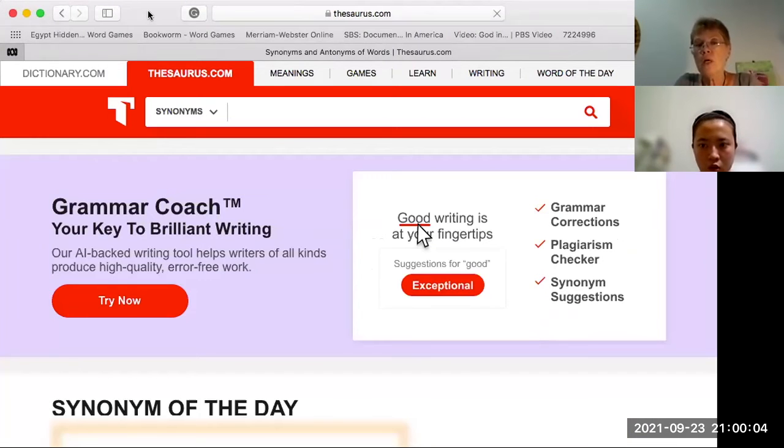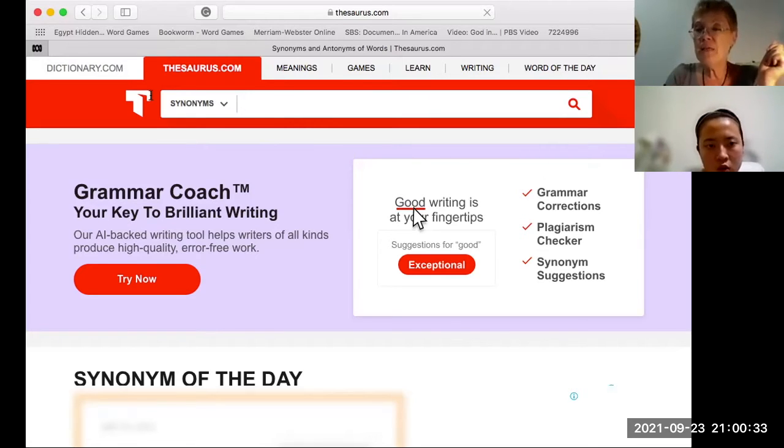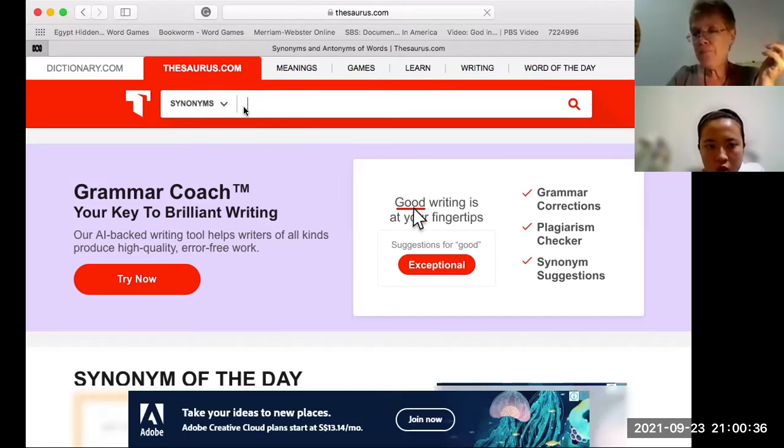So this is a dictionary I want to show you. It comes together with dictionary.com. It's a sister page. And the name of the dictionary is Thesaurus. Have you ever heard this word before, Thesaurus? No, I haven't. It's a very good dictionary, better than the usual one. It looks for synonyms. Do you know the word synonym? No, I don't know. It means the words with the same meaning or similar.